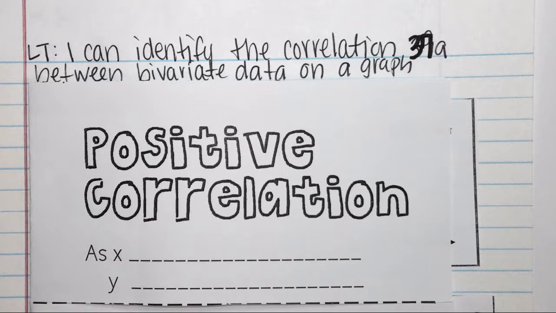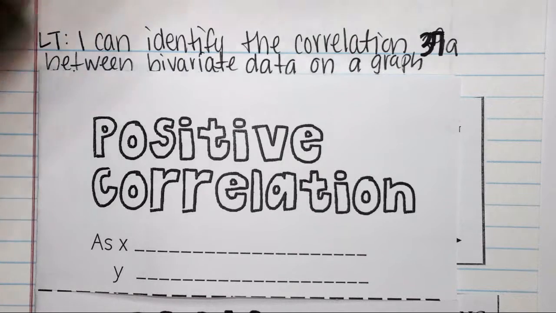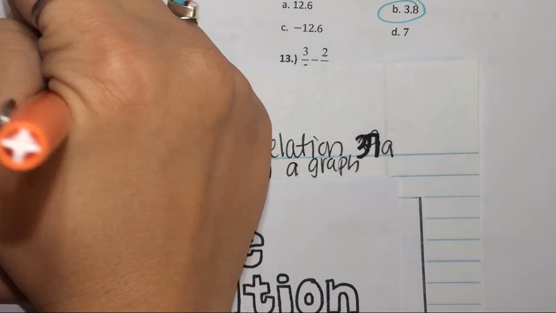So we have three different types. We have a positive correlation, a negative correlation, and no correlation. So when you look at graphs, a scatter plot looks like, well, that's what we're talking about today, is scatter plots. So let's write that at the top. Scatter plots.